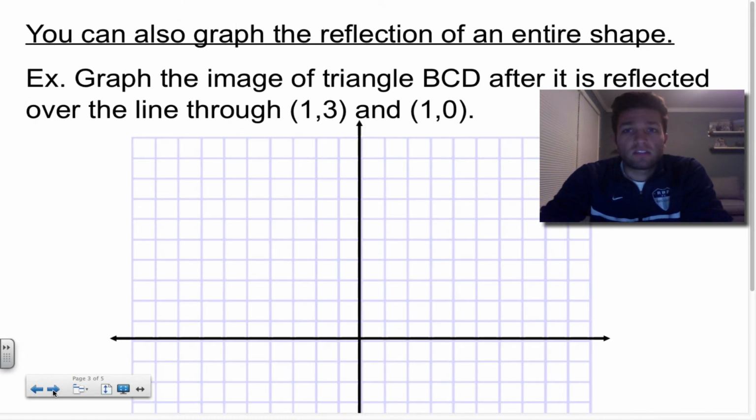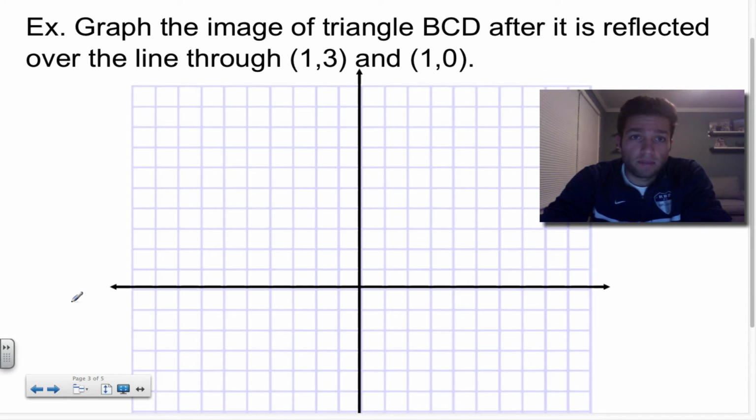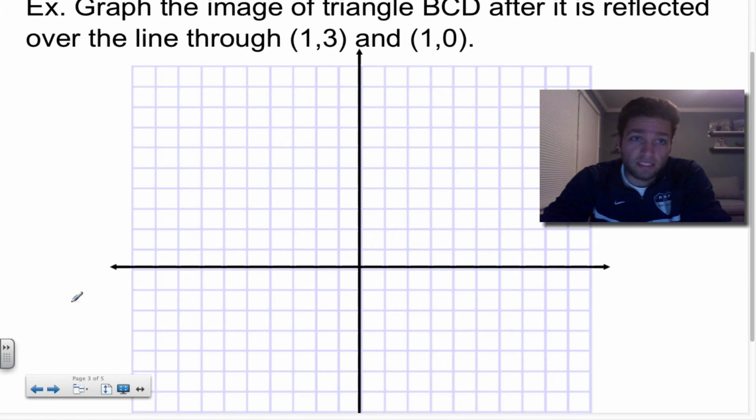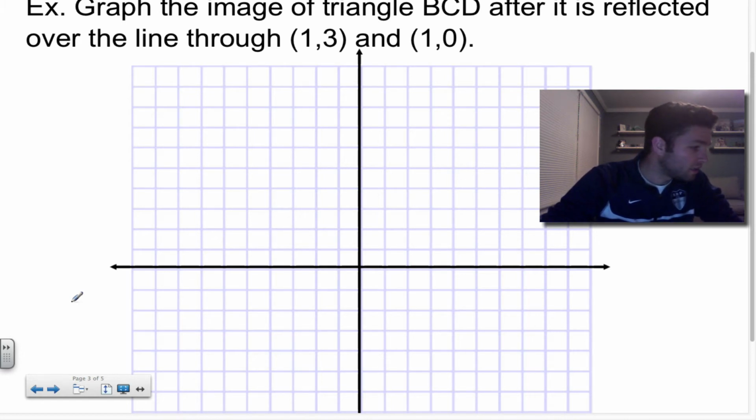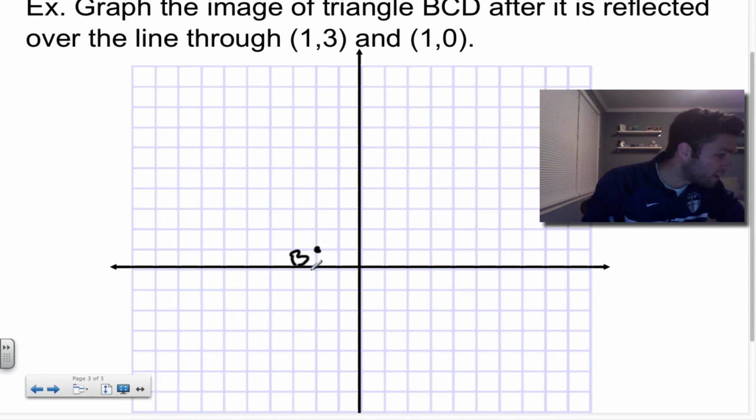Let's now look at reflecting an entire shape. Okay, it's the same process as reflecting a point. You're just doing it to more than one point. Okay, I'm going to graph a triangle and we're going to call it BCD. This is an example from the book actually, and the coordinates that we're going to start with for BCD are (-2, 1). We'll call that B. C is located at (-1, 5).